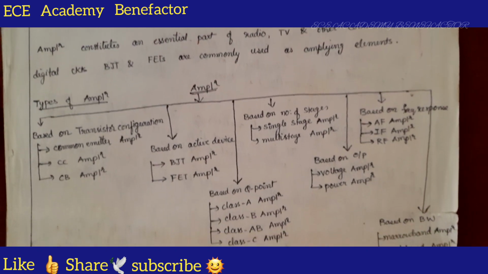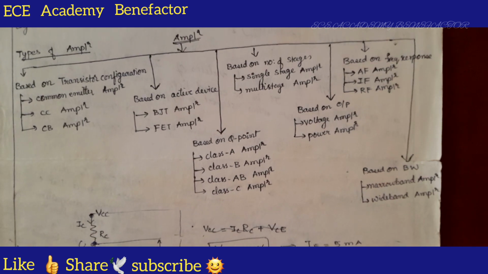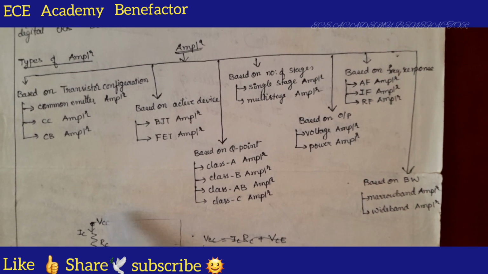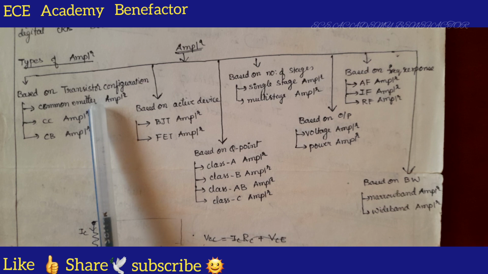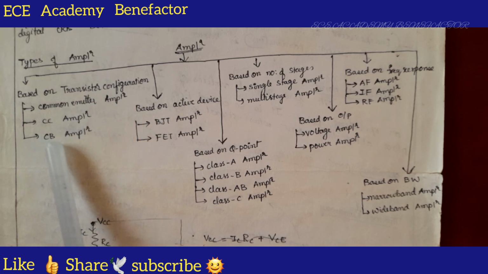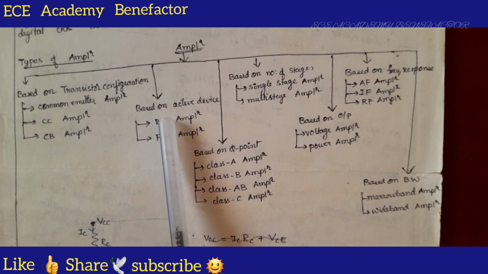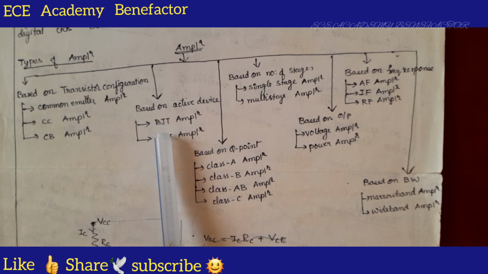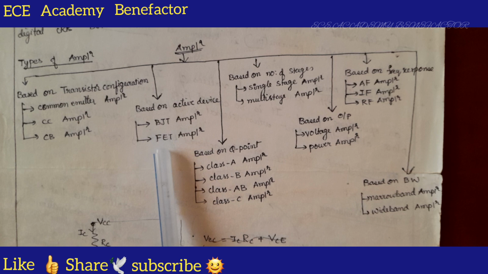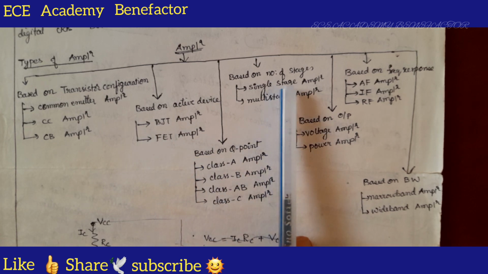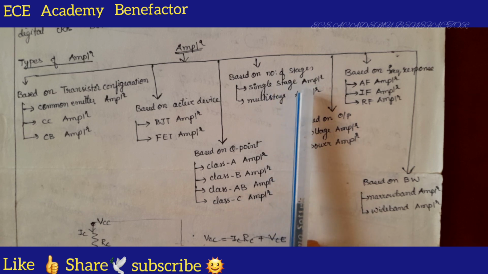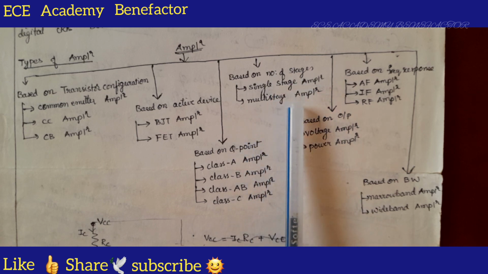Coming to the classification of amplifiers, amplifiers can be classified based on the transistor configuration: common emitter amplifier, common collector amplifier, common base amplifier. Based on active devices used as an amplifying element, they can be BJT amplifier or FET amplifier. BJT stands for bipolar junction transistor, FET stands for field effect transistor. Based on the number of stages, single stage amplifier, multi-stage amplifier.